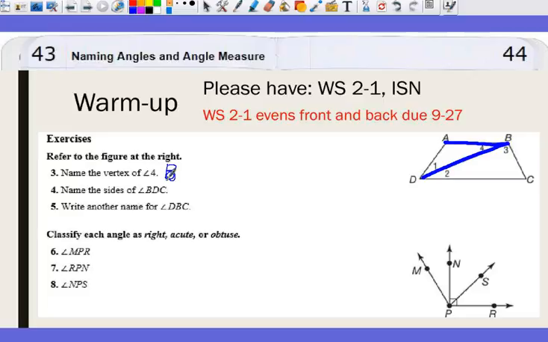All right, number 4. This is one everyone had trouble with. We have B, D, C. Which two line segments did we just highlight there? DB, so line segment DB is the first one. The other line segment is DC.